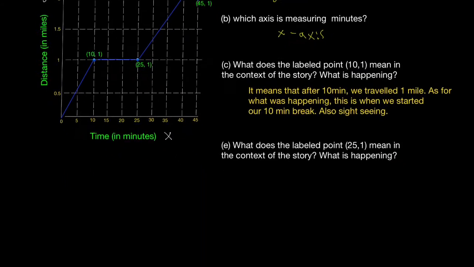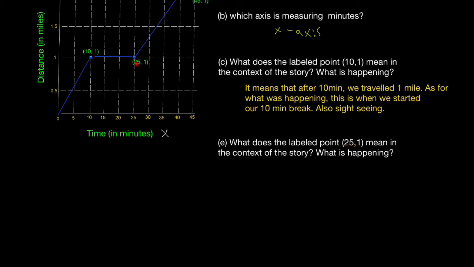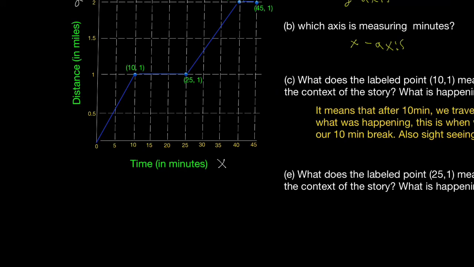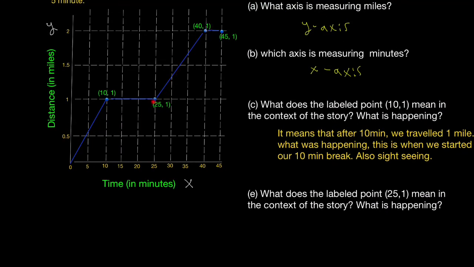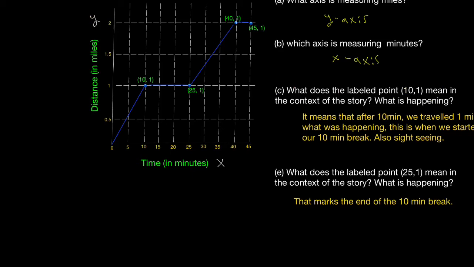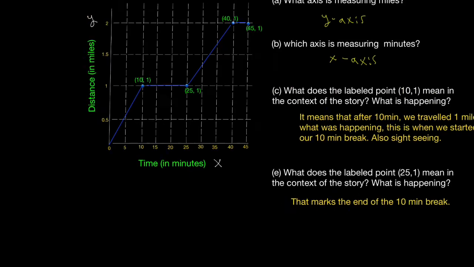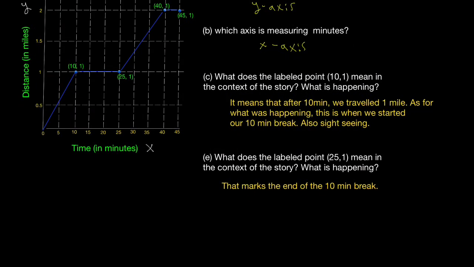Alright, let's do part E now. What does the labeled point 25-1 mean in the context of the story? Here you can see that we still have only traveled a distance of 1 mile because we were at rest. However, at this point, the break ended. This is where we finished our 10-minute break before we started to keep on climbing up. Here's my interpretation: it marks the end of the 10-minute break.